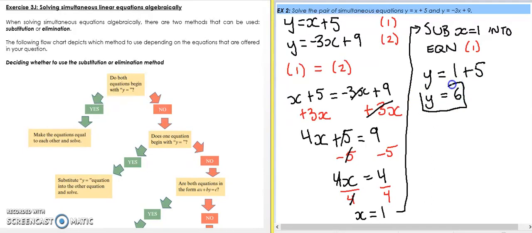And that is our set of coordinates. X equals 1 and y is equal to 6. Double check, see if it works. When I plug in x equals 1 into here, 1 plus 5 is equal to 6, which is y equals 6. Yep, that works. And when I substitute x equals 1 into here, we have negative 3 times 1, which is negative 3, plus the 9, we end up at positive 6, which is what we got here. So these coordinates also work.